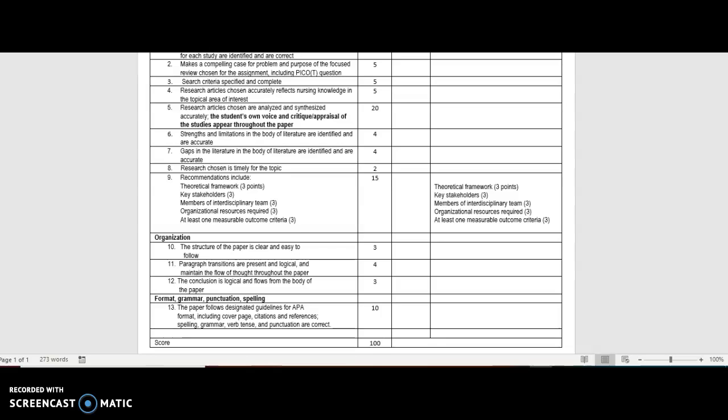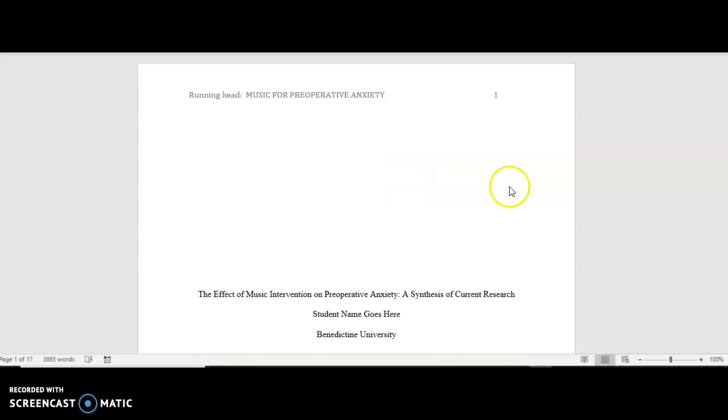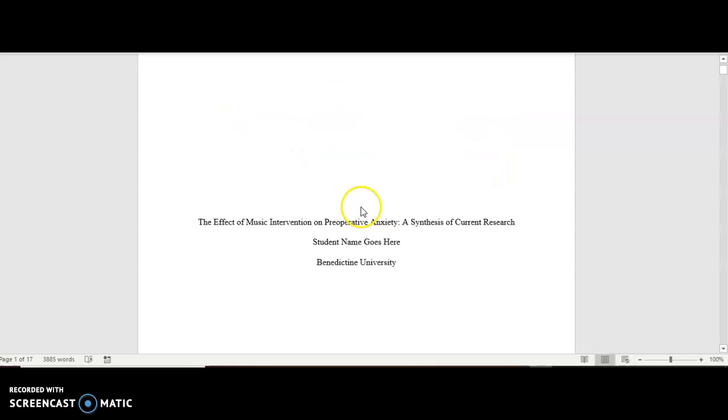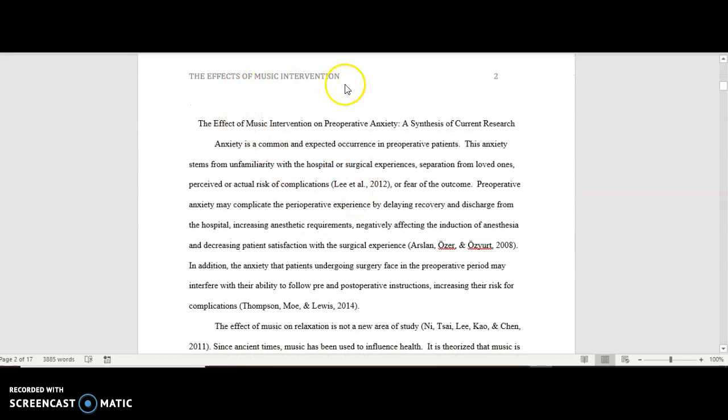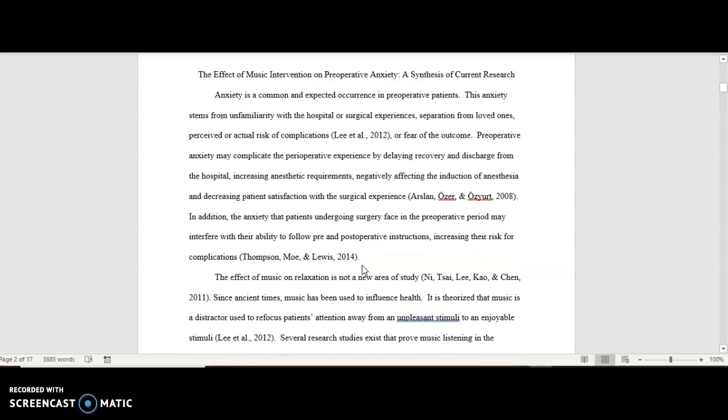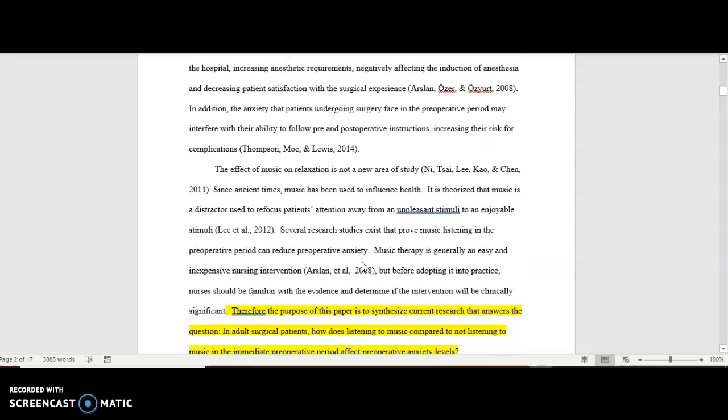So now let's take a look at the sample paper. Here's the sample paper, and I've highlighted some areas for us to discuss. This is your title page. It shows you how the title page should be formatted. We come down to your second page. Again, you've got your running head, retyping your title, and you're now going to talk about the significance of your topic. Why is it important?